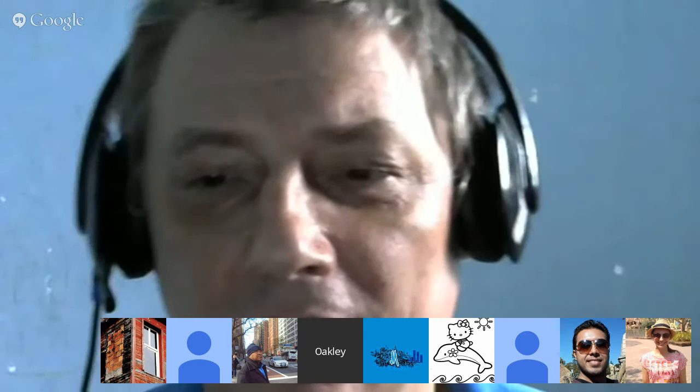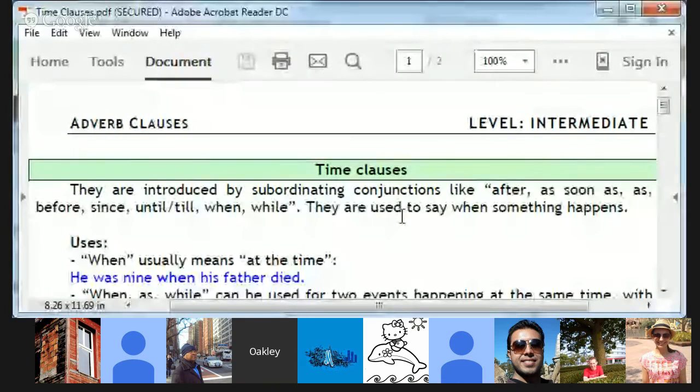I'm going to do a screen share here, and we'll get started looking at time clauses. Okay. Let's have a look here. We're starting off with time clauses. Clauses, of course, make sentences. An independent clause is a simple sentence. A simple sentence is an independent clause.